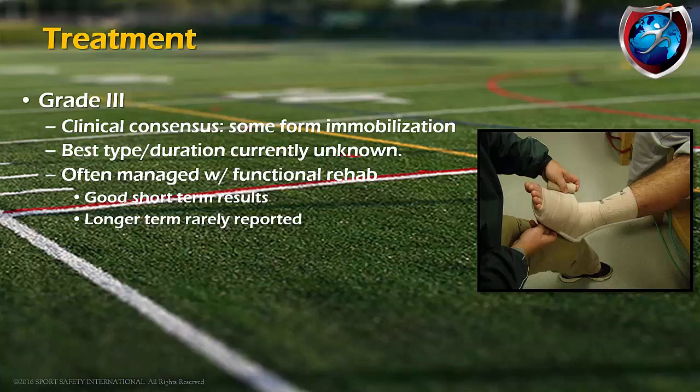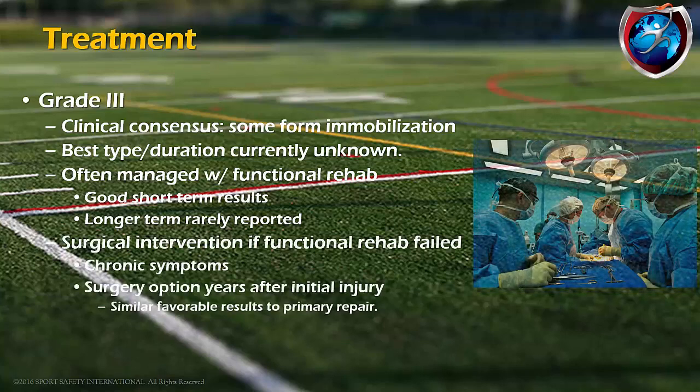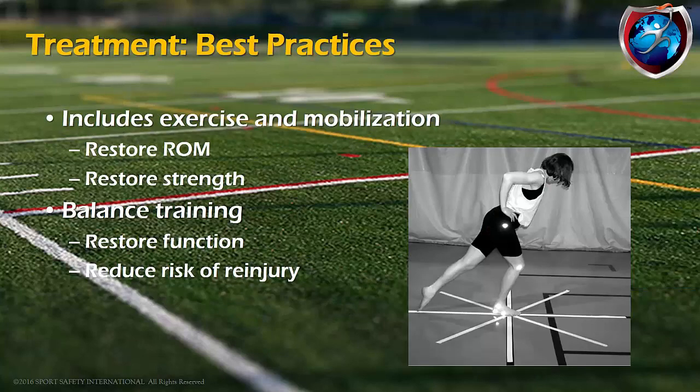Although the studies favor the use of functional rehabilitation in the short term, long-term results are seldom reported, and sequelae are common. Surgical intervention is indicated when functional rehabilitation has failed and patients have chronic symptoms. Secondary reconstruction of grade 3 injuries is possible even years after the initial injury, and outcomes are similar to those for primary repair. Therapeutic exercise or functional treatment includes interventions to restore range of motion, strength, and sensory motor function, which may be impaired after injury.